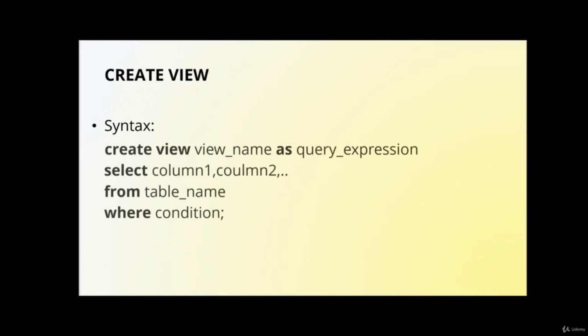Let's see how to create a view. The syntax for creating a view is create view, view name as query expression, then select column names from table name, and then apply the where condition if you want to. Let's understand it with the help of an example. In this, we learn how to create a view from a single table.